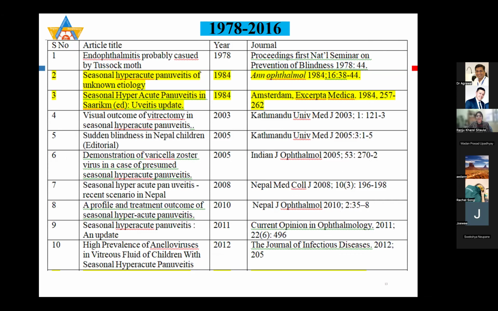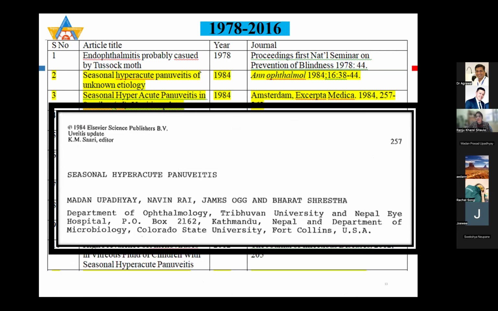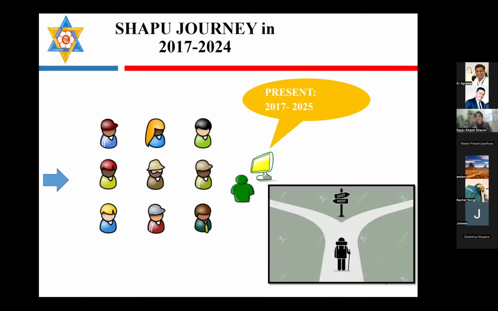So when we first started our journey and we looked back, we found that there were only 10 papers over the past 41 years on SHAPU. So this SHAPU was more of a localized disease, and this was one of the landmark papers. And the information to the global ophthalmologists was limited. That's why we started our present journey in SHAPU from 2017.